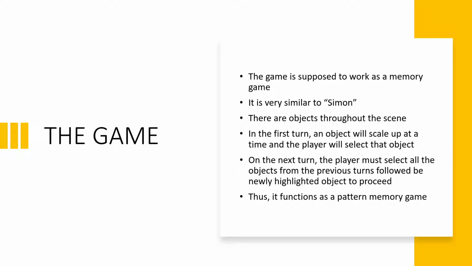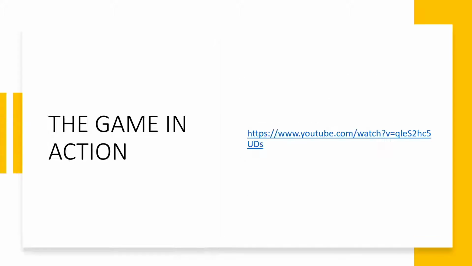In the second turn, let's say object 1 highlights. So the player has to select 1, and then in the next turn, let's say object 3 highlights. So the player has to select 1 and 3 to move on. And in the third turn, let's say object 2 highlights. So the player has to select 1, 3, and 2. And if they mess up, they start over again. So it works as a pattern memory game.